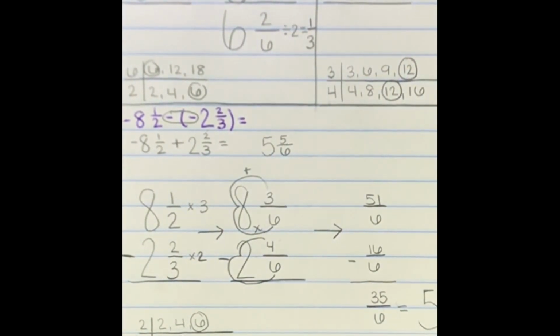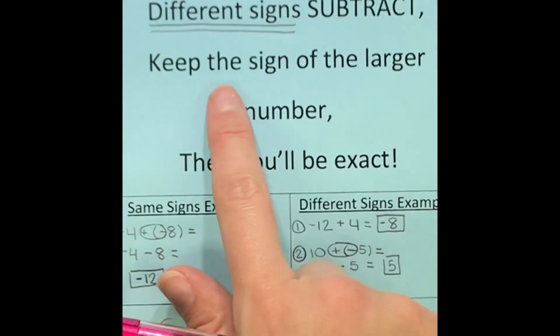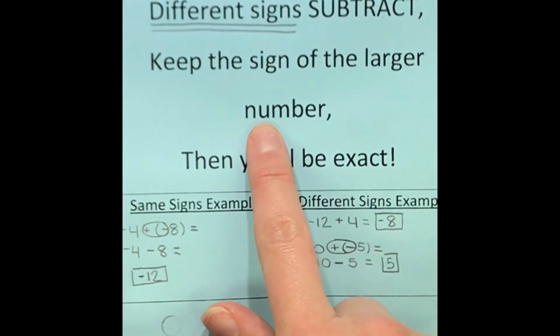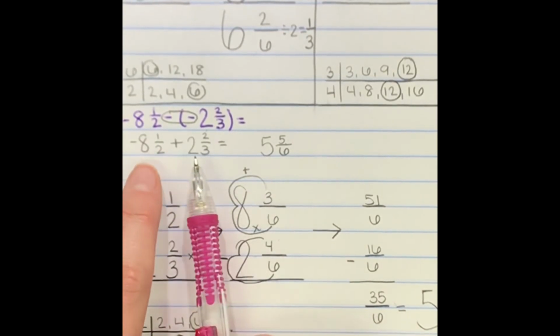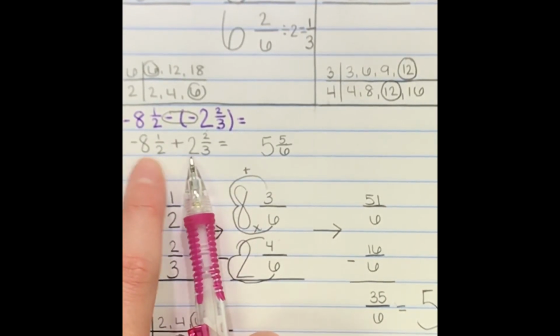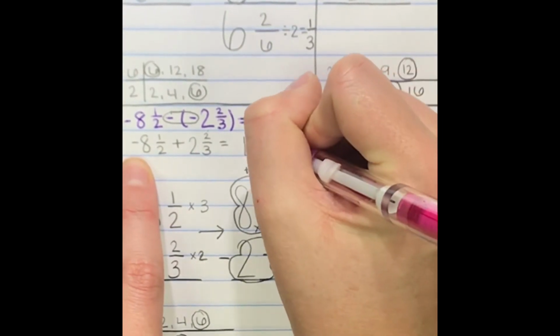I am almost done. You still have to decide if this answer is negative or positive. So I was subtracting. So I was on this step. It says keep the sign of the larger number. I have to ask myself, is 8 larger or 2? 8 is larger, so I'm going to keep the negative. So this is my final answer.